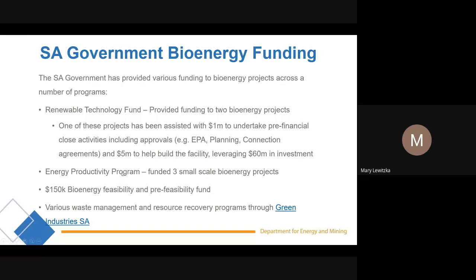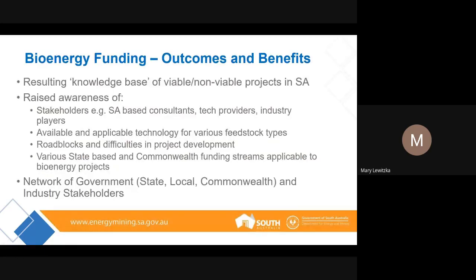The Energy Productivity Program funded 3 small scale bioenergy projects for businesses with high energy use, which include a composting facility, a grain processing facility, and a meat processing facility. And all of those 3 are being built at the moment. And there's various waste management and resource recovery programs through Green Industry SA. So the outcomes and benefits, we have a resulting knowledge base of viable and non-viable projects in South Australia. Of course, that's very high level.